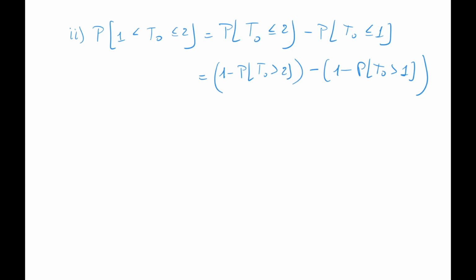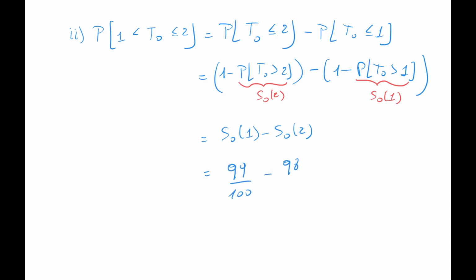If you look into this formula, we see that this here is the survival function evaluated in 2. And this probability here is a survival function evaluated in 1. So we can rewrite the formula as S0(1) minus S0(2). It's a difference of two survival functions, and I know the survival function. I know that S0 in 1 is 99 over 100 and S0 in 2 is 98 over 100, which gives you 0.01. There is a 1% probability that you will die between the age 1 and 2 if you are a newborn.